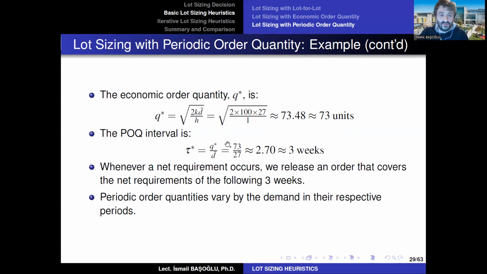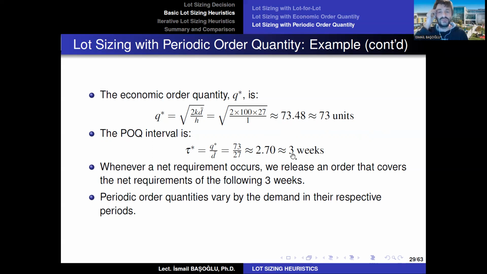So as you can see, when we divide the economic order quantity by the average demand per week, 73 divided by 27, or 73.48 divided by 27, you are just going to get a value somewhere between 2 and 3. That value is going to be closer to 3, obviously. If you use 73.48, it is even going to be closer. So you should round this value to the closest integer, and that is the result, 3 weeks.